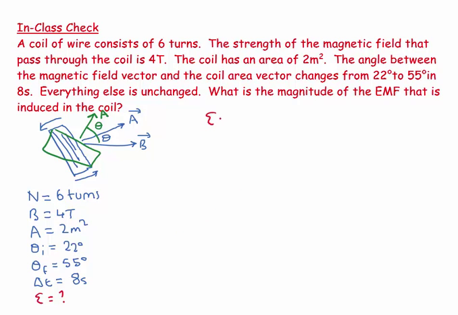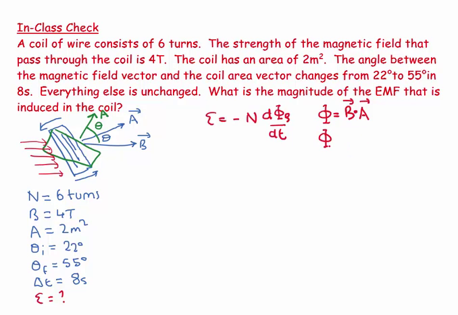We say, well, EMF is equal to minus N, that's the number of turns, d phi B by dt, but we're not given direct information about the flux. Remember, the flux is like the number of field arrows, the number of B arrows passing through our coil. It's an imaginary thing, a visualization. But I do know that my flux is equal to the magnetic field vector times my area vector dotted together.